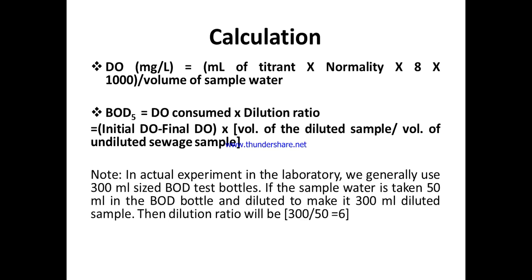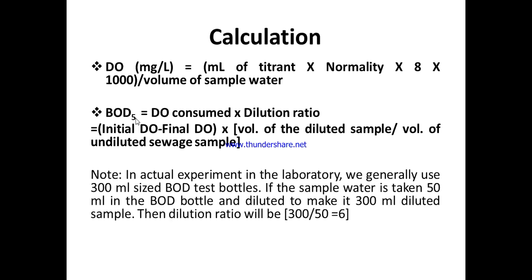So DO is obtained as the mL of titrant, that is Na2S2O3, used, into the normality of sodium thiosulfate, that is 0.025, into 8, which is the equivalent weight of oxygen, into 1000, so that the equivalent weight is in mg per liter, divided by the volume of water sample. Volume of water sample taken for titration in the flask. Say 150 milliliters is taken, or suppose 201 milliliters is taken, like that.